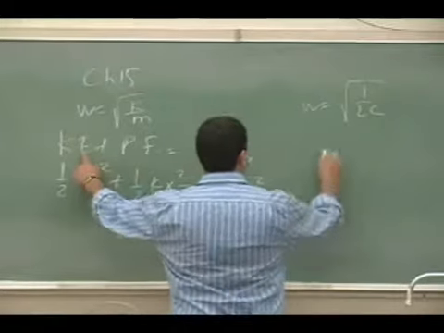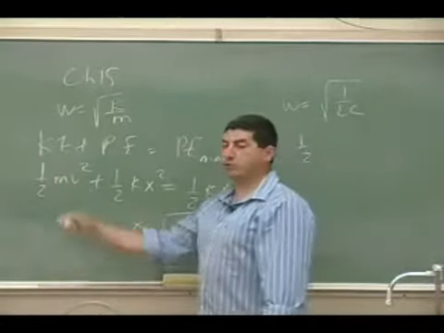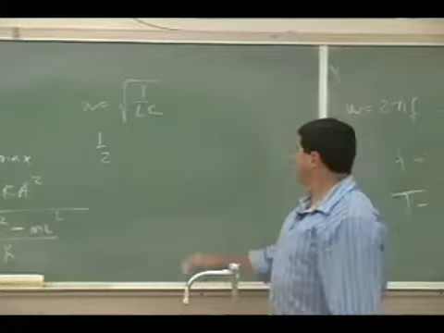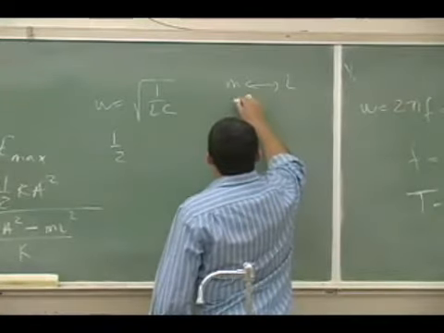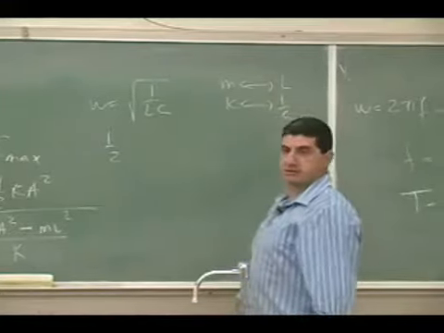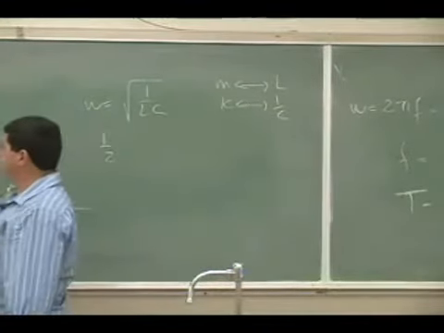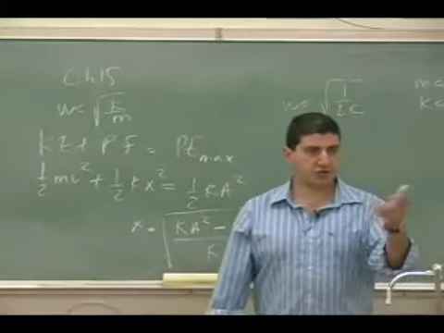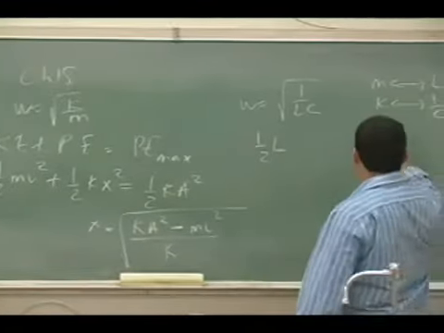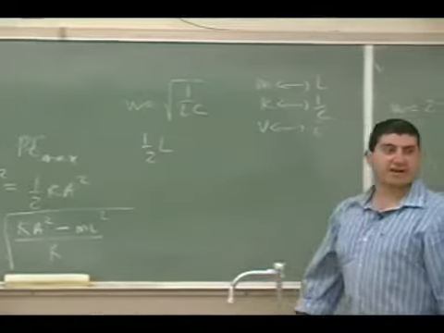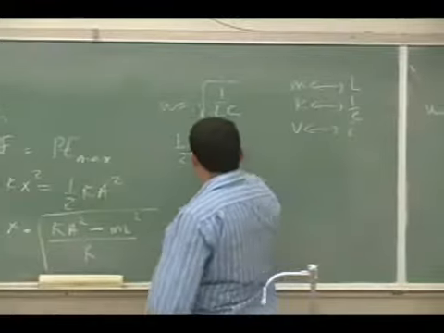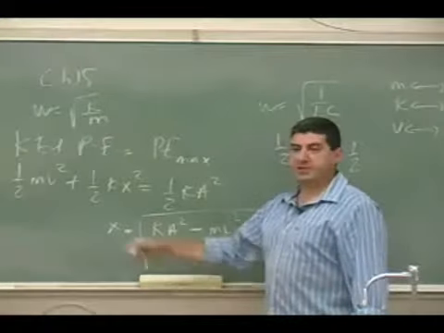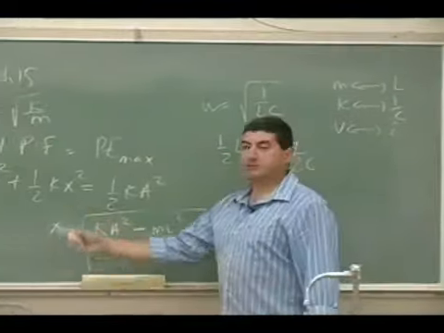So therefore, what's the kinetic energy? Half. What should I replace the M with? The M is replaced by the L, and the K is replaced by 1 over the C. Remember that. What's the V replaced by? V is the rate of change of x, right? V is dx dt. V is replaced by I. I is dq dt. Plus half K is replaced by 1 over C. X is replaced by the Q.